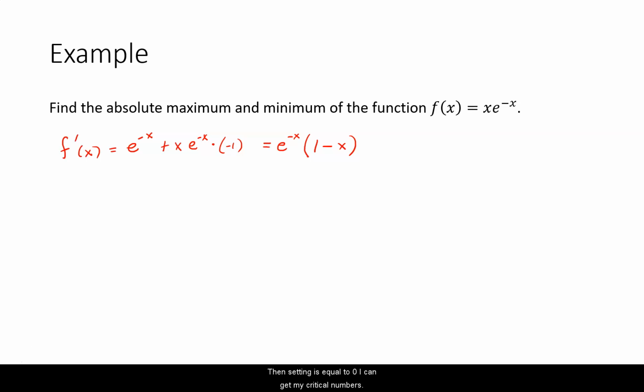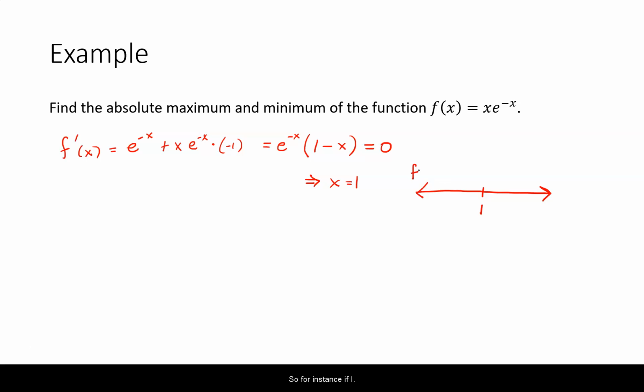And then setting this equal to 0, I can get my critical numbers. In this case, e to the negative x will never equal 0. That's always positive. 1 minus x will equal 0 when x is equal to 1. So we have just this one critical value at x equals 1. Let's test the behavior of f prime on the intervals that are greater than 1 or less than 1.